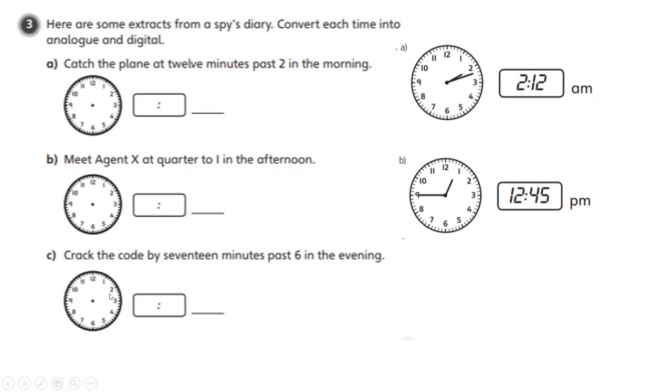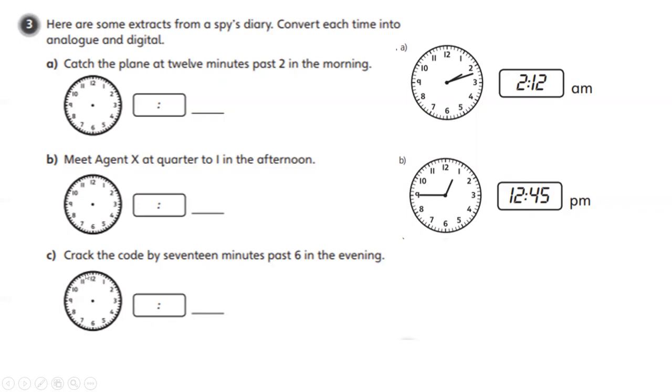Right, so crack the code by 17 minutes past 6 in the evening. Well, I like this. This is quite a nice one to do digitally. If it's 17 minutes past 6, 6 is the hour, so it'll be 6:17. And again, we're going to do this here. The hour hand will be pointing. It will be travelling between the 6 and the 7 in a whole hour, so it will be close to 6, but just starting to travel towards the 7.